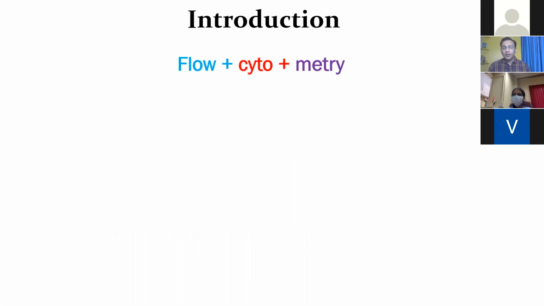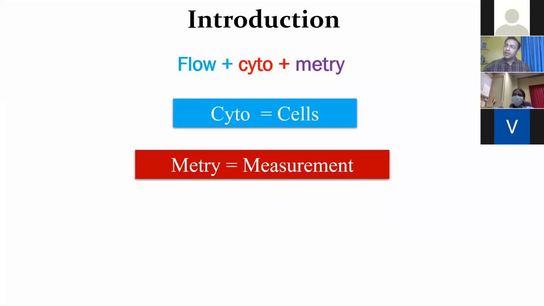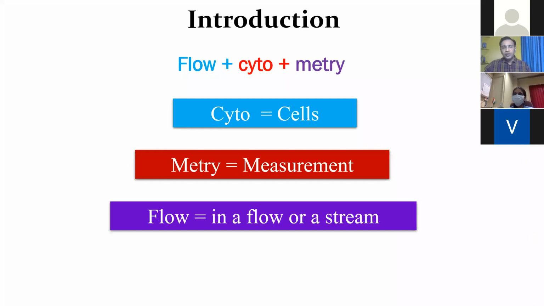So coming to flow cytometry, if you look at the word flow cytometry and split it, you can easily split it into flow, cyto, and metry. Flow, cyto means cells, metry means measurement. So we are measuring different characteristics of cells, physical characteristics as well as chemical or antigenic characteristics, of a cell which is in a flow, in a stream. In flow cytometry we study a single cell at a time, and we can see a lot of cells in the single cell suspension. So basically this is single cell analysis.